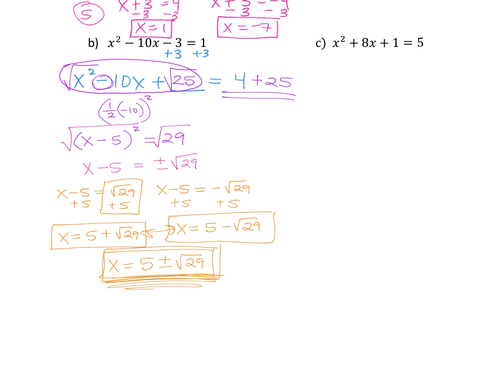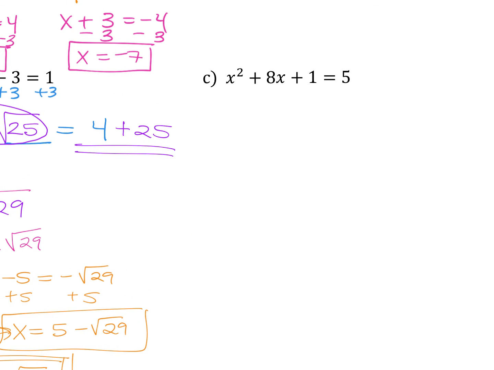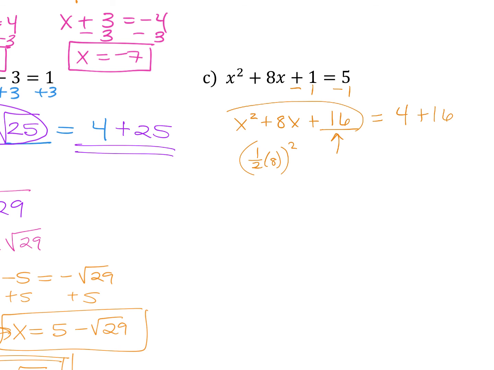Let's finish this one up just to make sure everyone's good to go. So first thing you did was subtract the 1, right? X squared plus 8x plus something equals 4. What did you get for this number? Yeah, half of 8 and square that. So 4 squared is 16, but make sure you add it to both sides. So now if we factor x squared plus 8x plus 16, that factors to x plus 4 squared. And then 4 plus 16 is 20.